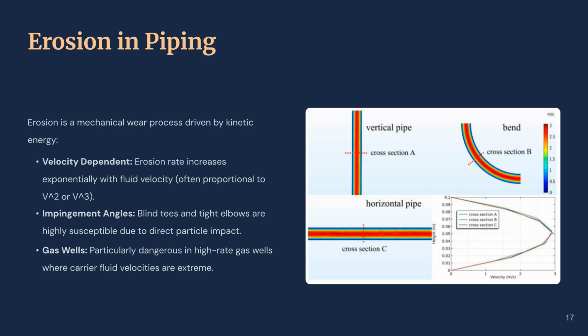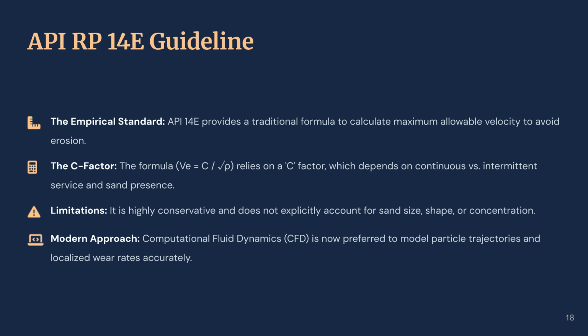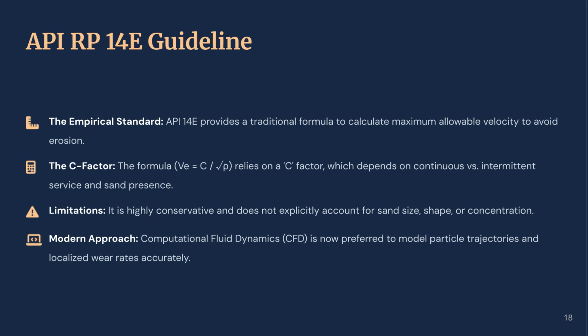Erosion is a mechanical wear process driven by kinetic energy. It is highly dependent on fluid velocity, increasing exponentially. Impingement angles, such as those found in tight elbows or blind T's, are particularly vulnerable, especially in high-rate gas wells. API RP 14E provides a traditional empirical standard to calculate maximum allowable velocity to avoid erosion. However, it is conservative. Modern approaches now prefer computational fluid dynamics to accurately model particle trajectories and localized wear.